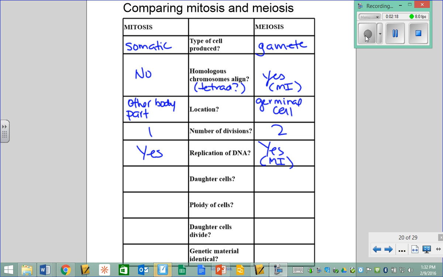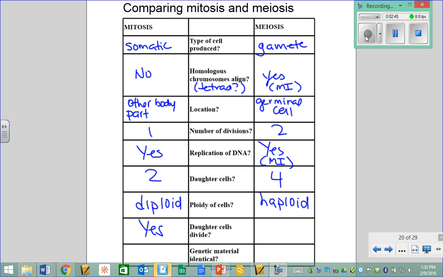How many daughter cells are produced? 2 and 4. What is the ploidy of cells? Now generally it's diploid and haploid. Of course, if the cell that started mitosis was polyploid, then it would be the same ploidy, but this would be your go-to answer. Do the daughter cells divide again?